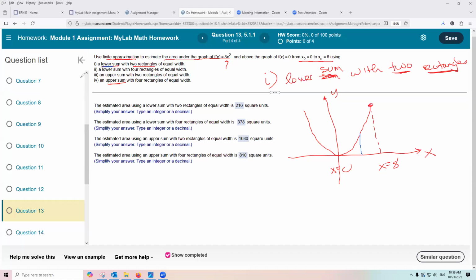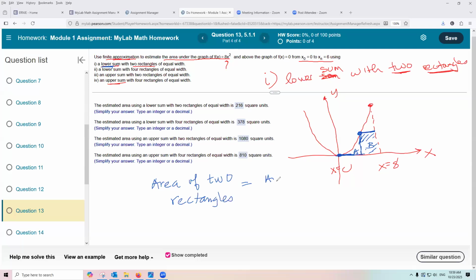Now, when they say lower sum, what they mean is use the left side of the rectangle to determine the height. So let me come here to rectangle B. I'm going to use the left side here to determine the height. So rectangle B is going to be estimated by this blue area. Rectangle A, actually the height is going to be 0 because I'm using the left side of the rectangle to dictate the height. All right, let me find our area, which is really adding up the area of the two rectangles.